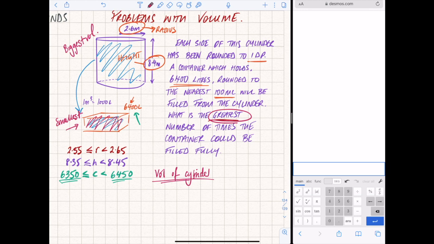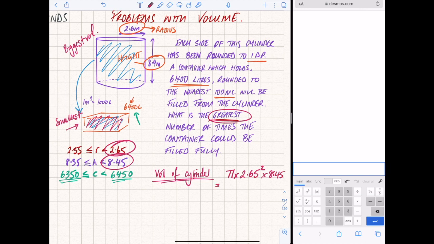So the volume of the cylinder is going to be found by doing the area of the top, which is a circle. So we're going to do pi times the radius squared. And the radius here is 2.6. But remember, we're using the upper bound. So it's pi times 2.65 squared. So that's the area of the top. And then times that by the height. And again, we're using the upper bound of the height, which is 8.45 meters.